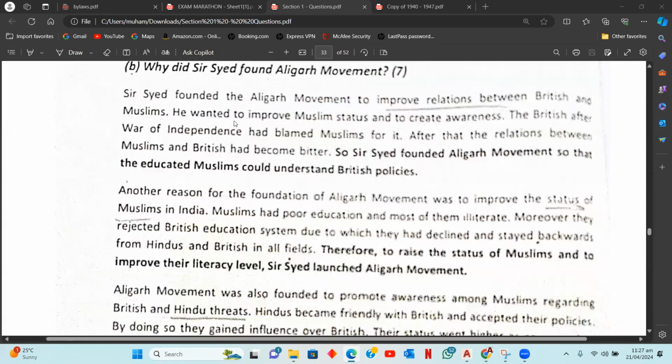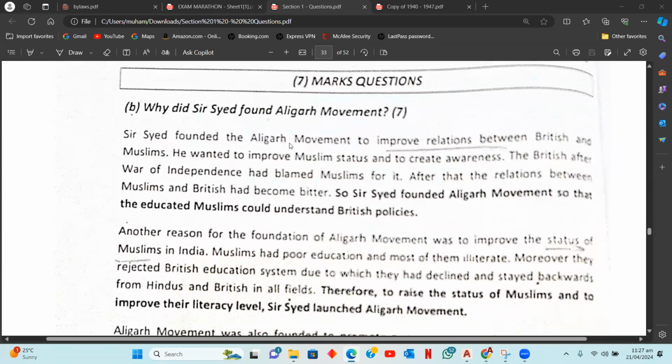Let's look at the 7 mark question. Why did Sir Syed found the Aligarh movement? 7 mark questions generally start with why. These questions ask you for reasons for a particular event, for a particular incident, for a movement, right? Now, this 7 mark question asks you for 3 reasons as to why the Aligarh movement was found. You always have to write 3 reasons for a 7 mark question.